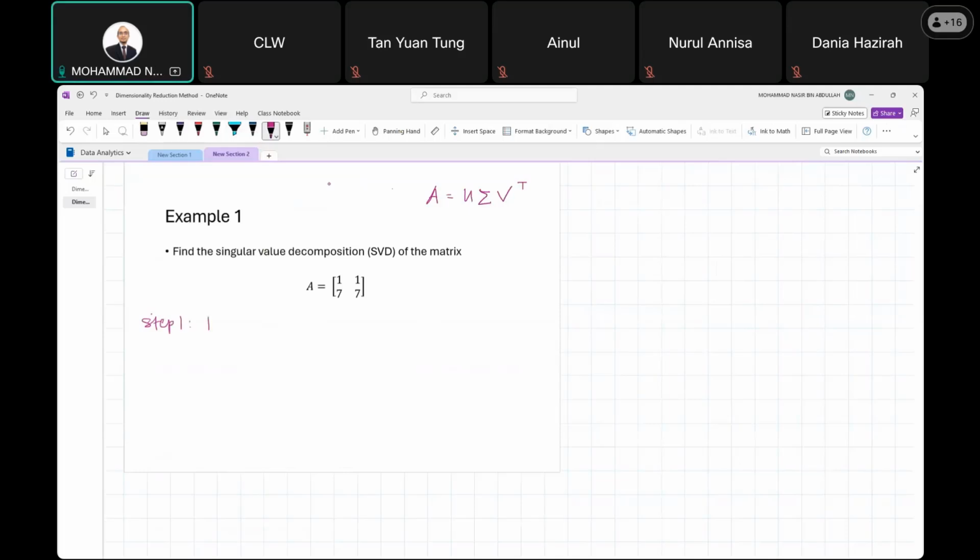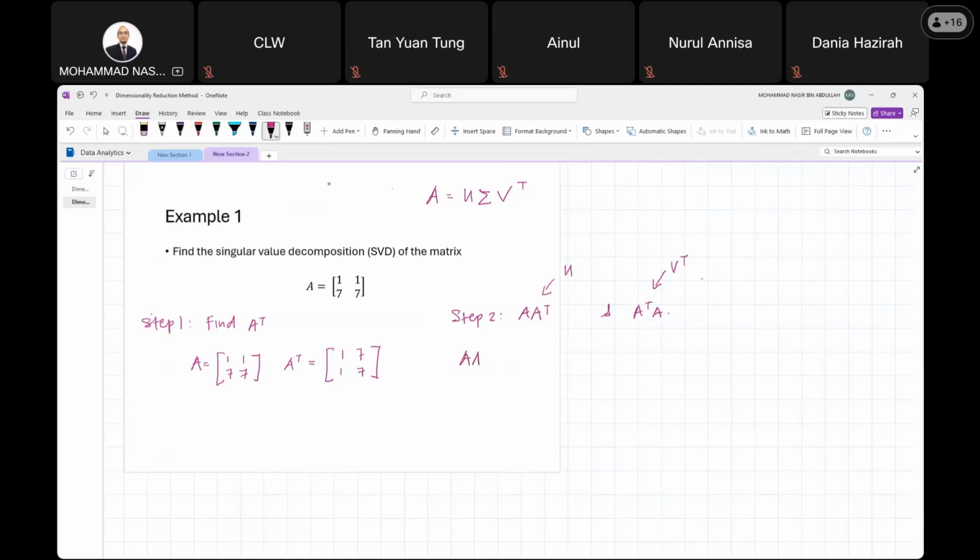So step one, we need to find A transpose, right? Our A is equal to 1, 7, 1, 7, so A transpose will be 1, 1, 7, 7. Okay, that is the first step. Second step, step number two, we need to find A multiply with A transpose and A transpose A. This one will be used to calculate U, the left singular matrix. This one will be used to calculate V transpose.